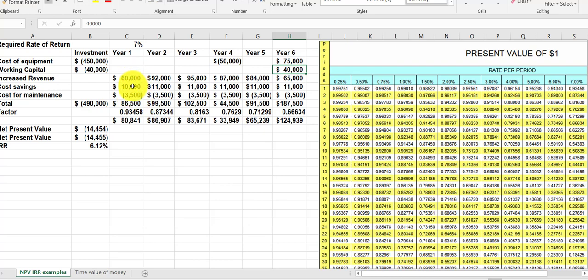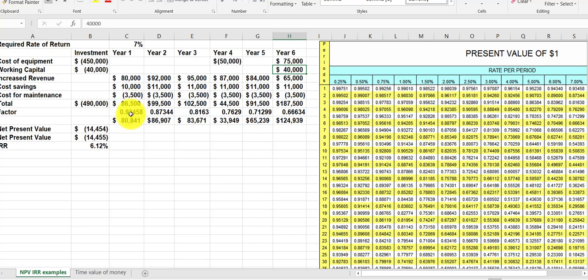So you can see the total cash flow is positive $86,500, $99,000, $102,000, $44,000 in the year that we have to pay the extra $50,000, $91,000, and then last year, because we sell it, it's up to $187,500. So those are future cash flows. They clearly are more than what we're paying out for the investment now, but we know that they need to be adjusted. We need to take the present value of those.